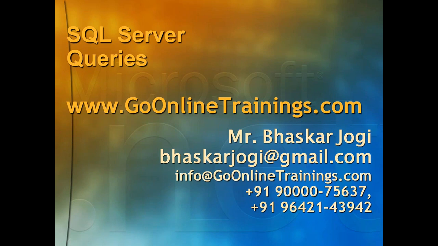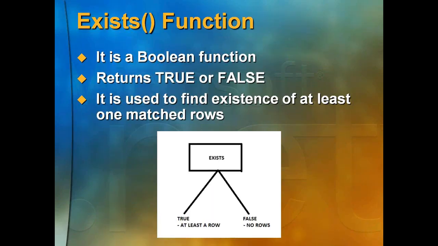Now, yesterday we were talking about the exists function, right? What is this? It is a Boolean function. Function means you should have these two braces, like getdate and all these functions, the isnull function. The exists function is a Boolean function, returns true or false.